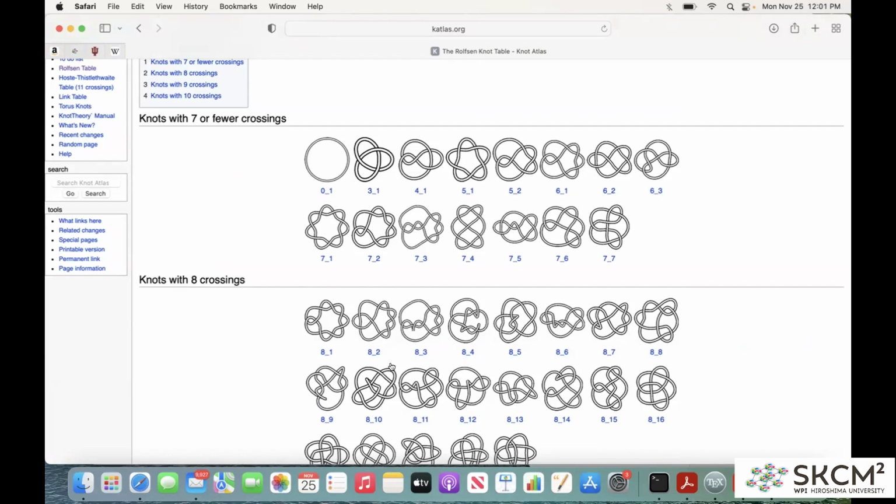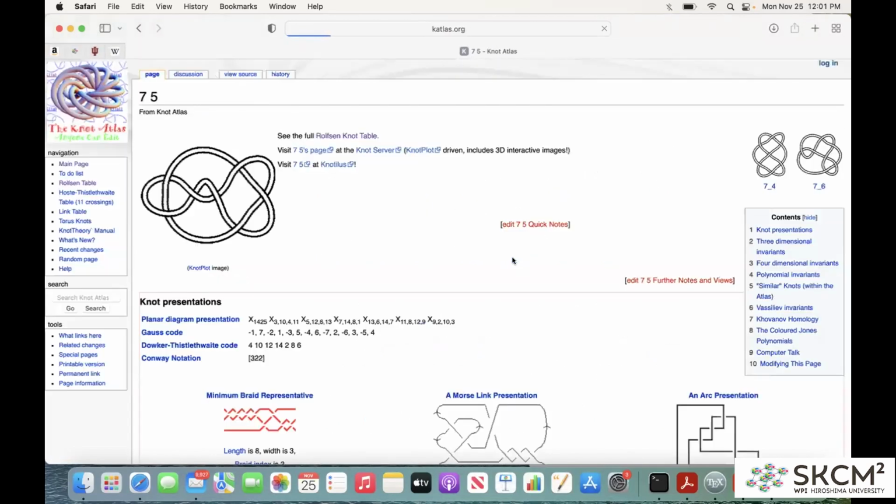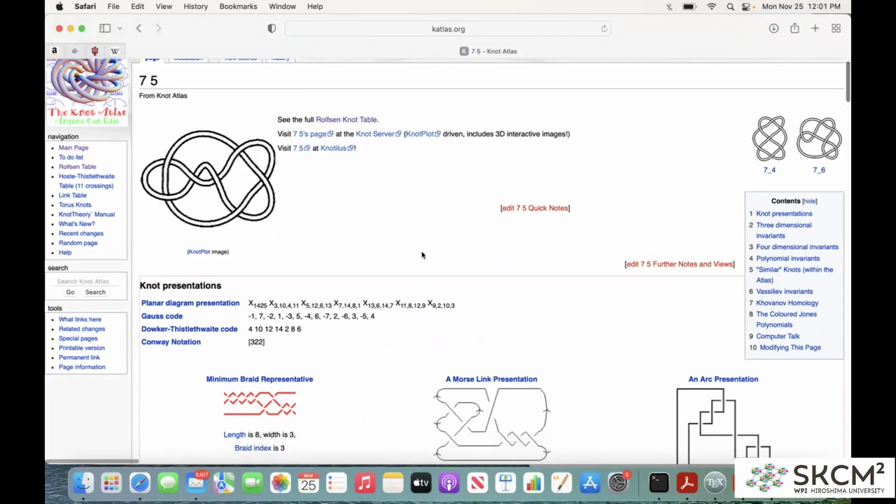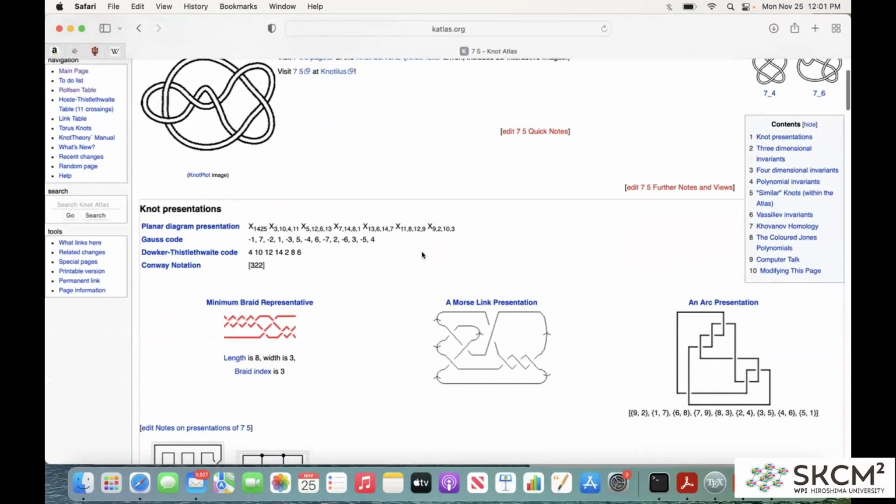So if we were to go to, we got interested, we started calculating a little about 7_5. So we could go on his table and find 7_5, there it is, and click on it. I have to click on the number. There. And you get a picture of 7_5. You get some lore about it, like other kinds of pictures.